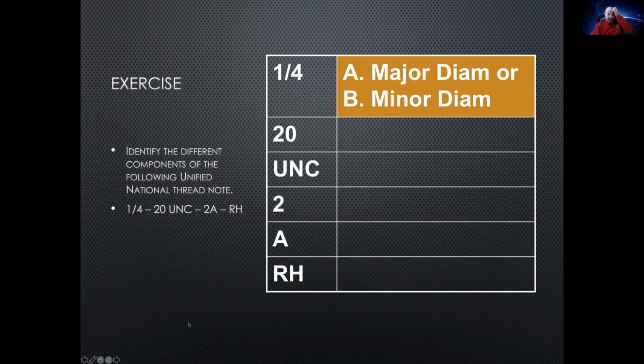So here we got a thread note. We broke it out into a column, a list of different parts to it. So we got a quarter, 20, UNC, that's Unified National Coarse, 2A. Is it internal or external? And then RH, what handedness is it? So is the 1/4 a major or minor diameter? Anybody want to guess, A or B?